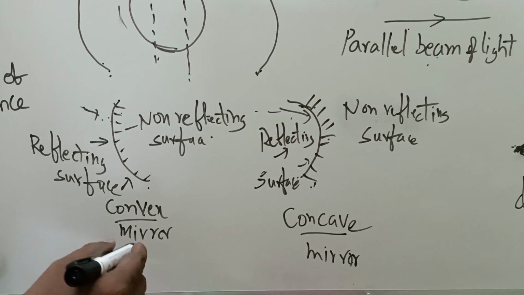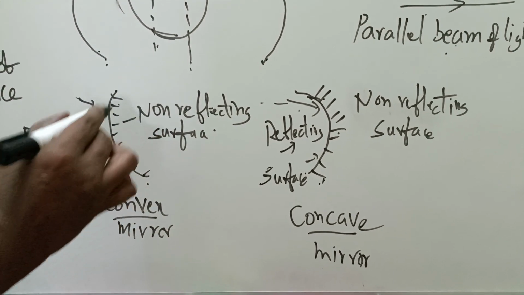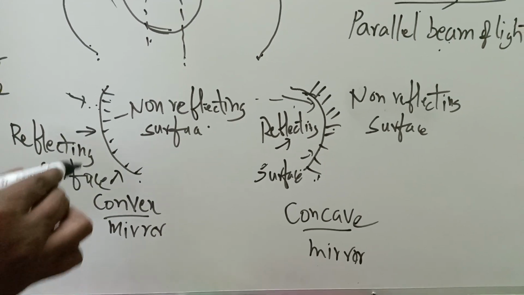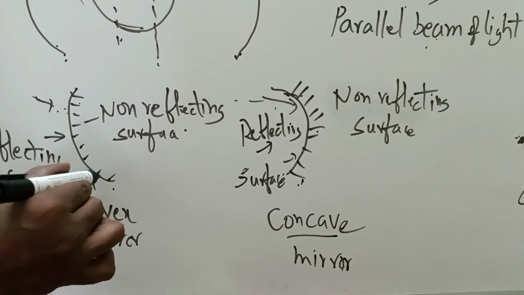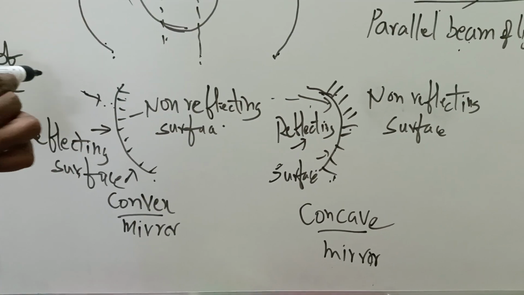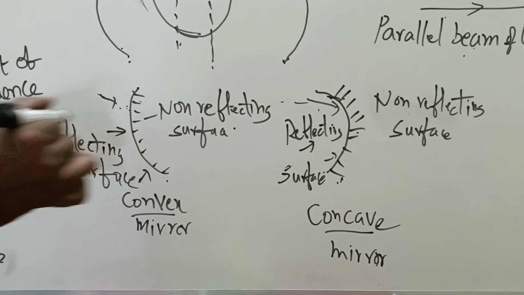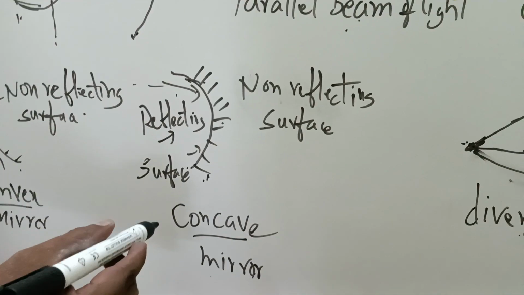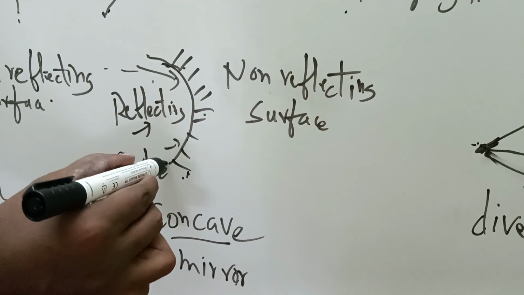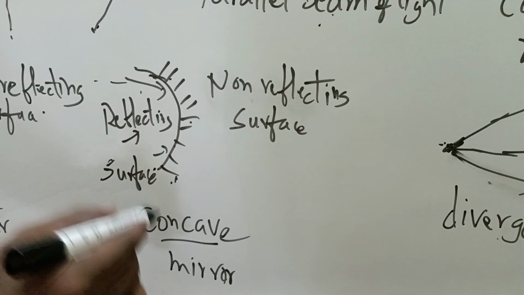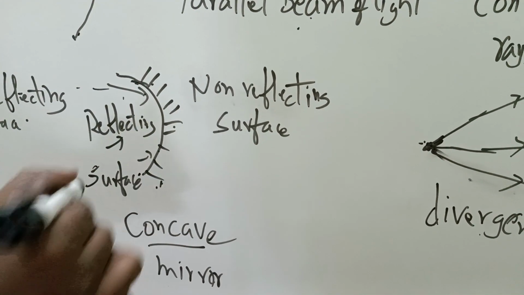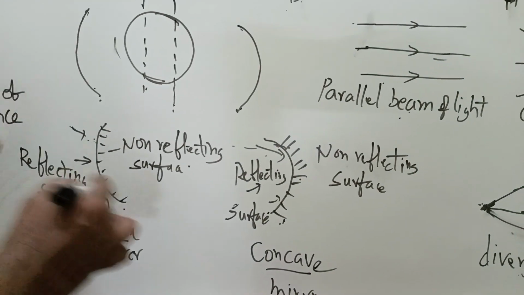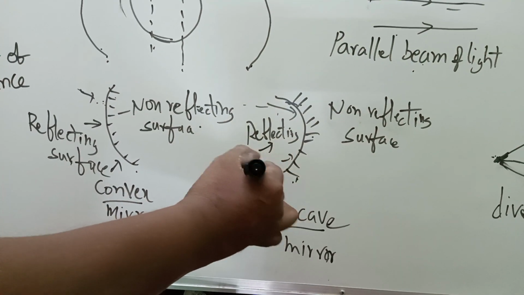A convex mirror is one which is bulging or curving outside, and inside it there is a non-reflecting surface, probably a silver coating. When rays fall on it, they get reflected in another way. This is the convex mirror. In the case of a concave mirror, the curved inside portion, or the bulging inward portion, is called the concave mirror. Here it is the non-reflecting surface. So for the convex mirror, the outside portion is the reflecting surface. For the concave mirror, the inside portion is the reflecting surface.